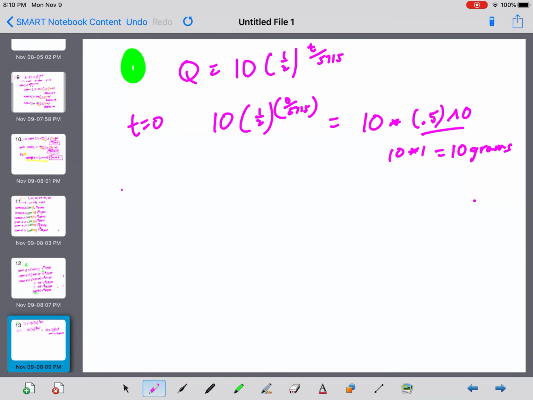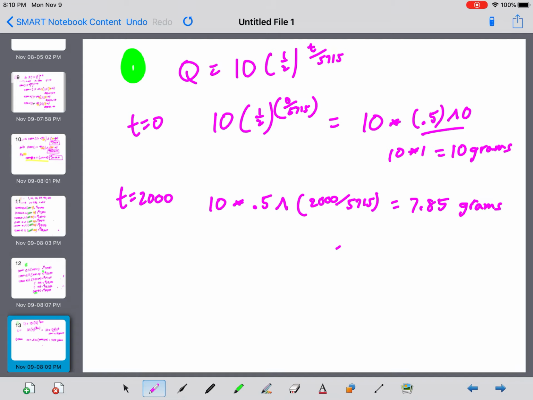All right, part B says, how much do you have left after 2,000 years? So here you're going to have to type in 10 times 0.5 raised to the 2,000 divided by 5,715. So it's going to do the parentheses first, then it's going to do the 0.5 raised to that decimal, and then it's going to multiply by 10. After 2,000 years, you're still going to have 7.85 grams of this substance left.